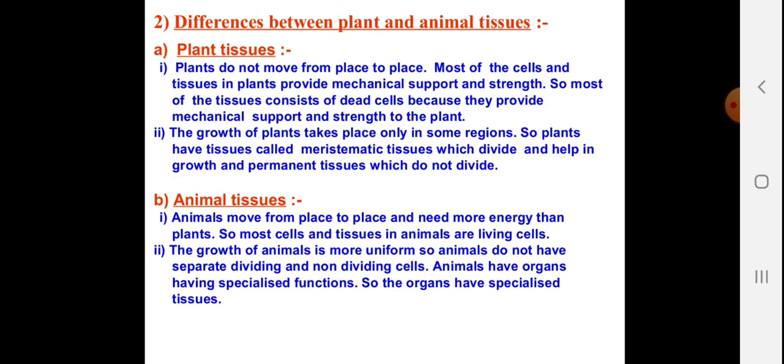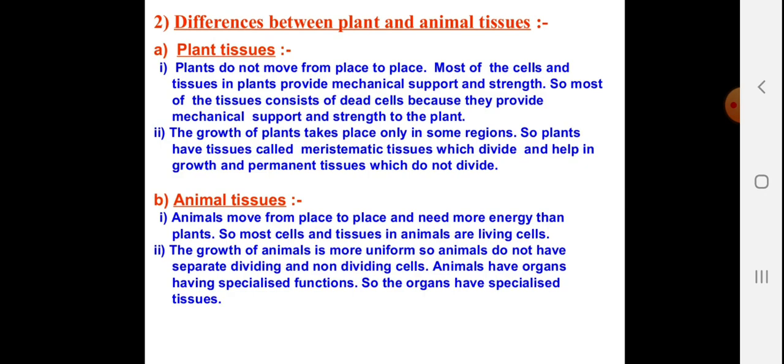Animal tissues move from one place to the other and need more energy than plants. So, most cells and tissues in animals are living cells. The growth of animals is more uniform, so animals do not have separate dividing and non-dividing cells. You have already studied meiosis and mitosis, the types of cell division, in our previous class.